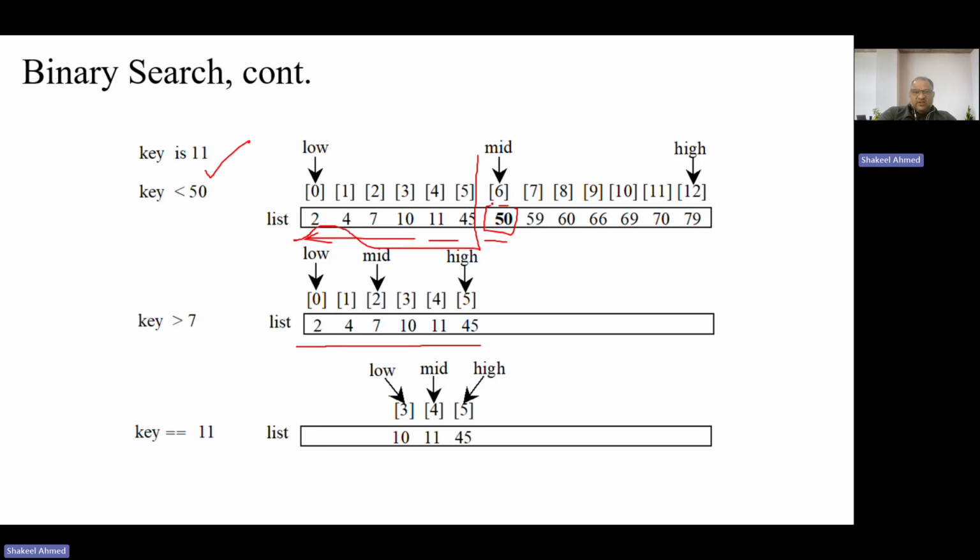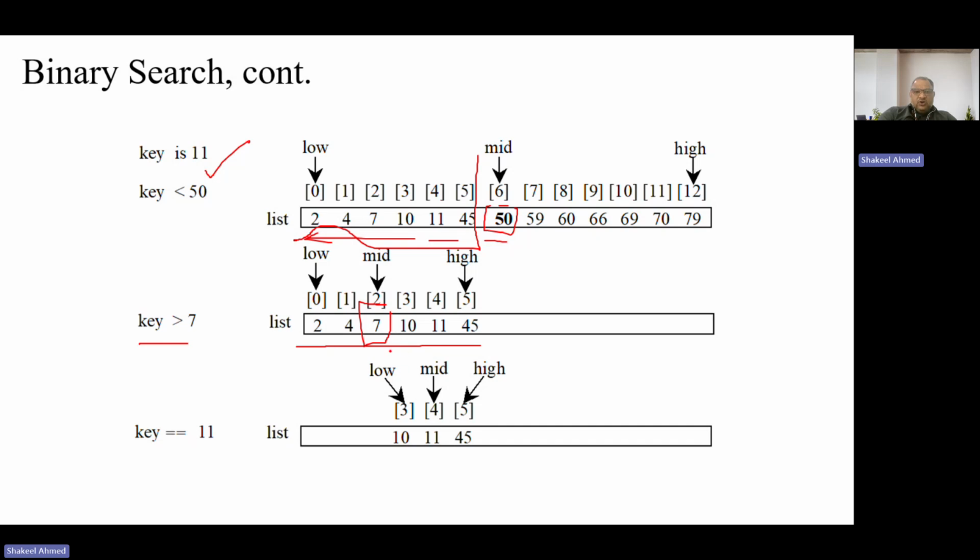So what is the highest value that we have here? 45. And what is the low value? 2. Then we get the middle of it, which is 7. So now 7 is the middle element. You can check the index 1, 2, 3, 4, 5, 6. So you can check the next element, and you have 11.